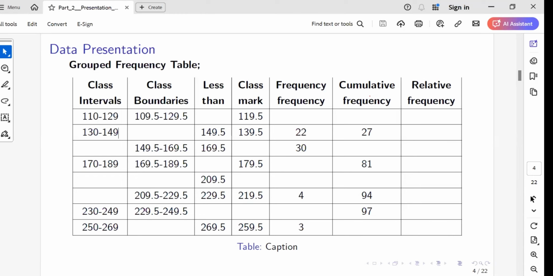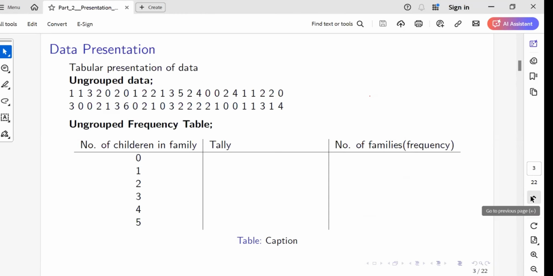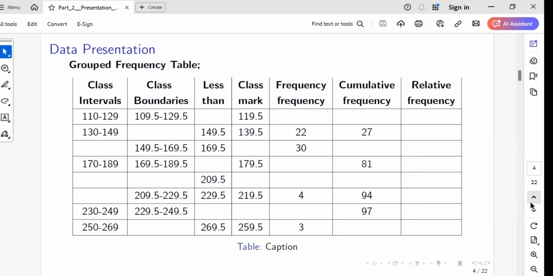What we did initially, we looked at ungrouped data, and then we moved on to form the ungrouped frequency table. Now, this is another kind of table. Remember, I mentioned that we have the ungrouped table and then the group table. Now, this is how a group table typically looks like. It can have more or less of these components.